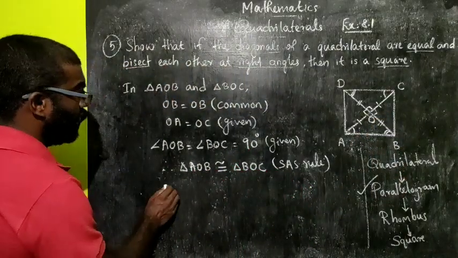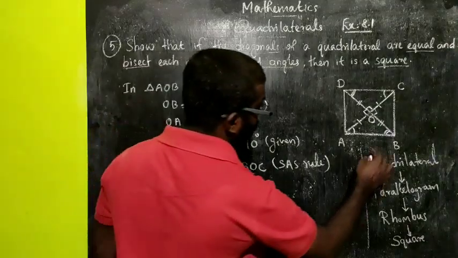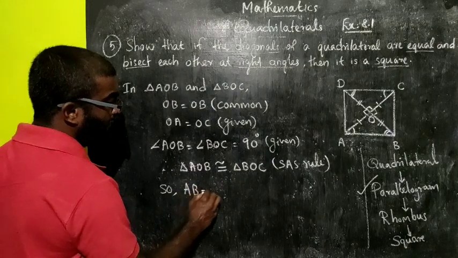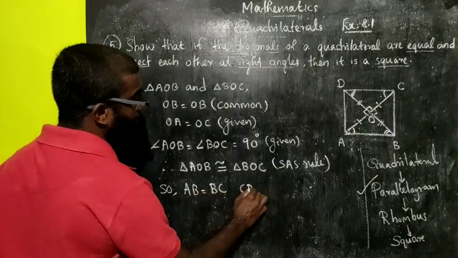Okay. So what we can conclude? So by CPCT we can say AB equal to BC. AB equal to BC, CPCT.